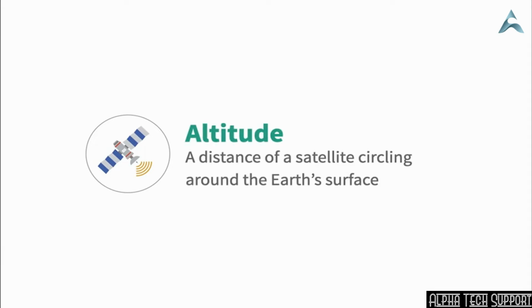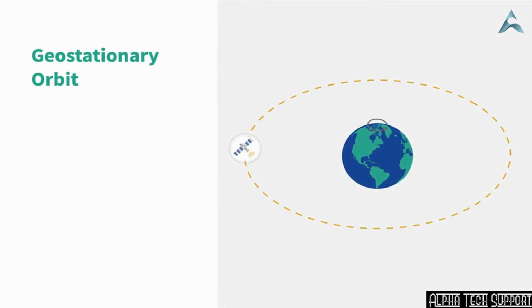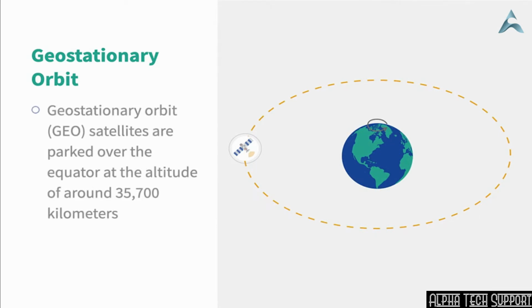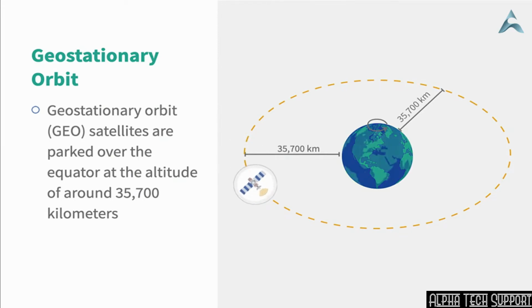There are a few popular orbits that satellites are launched in. First, geostationary orbit, GEO, circles the Earth at an altitude of around 35,700 kilometers. They are parked over the equator from west to east, traveling exactly at Earth's rotation rate. In other words, GEO satellites appear to be stationary at a fixed location above Earth.